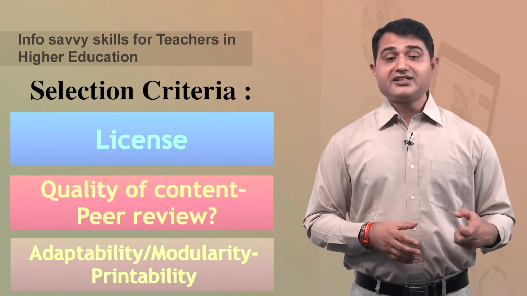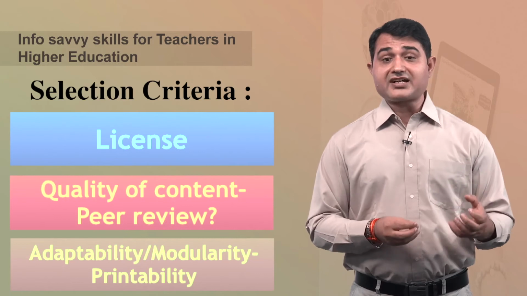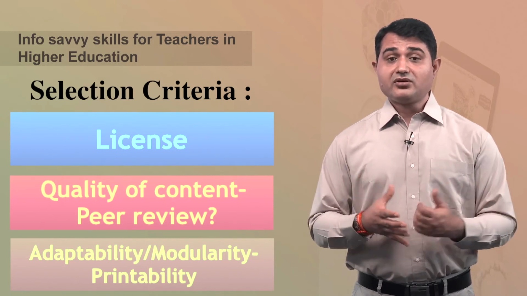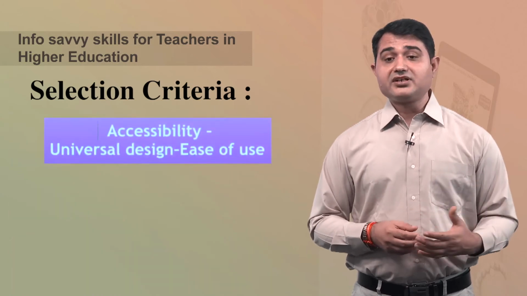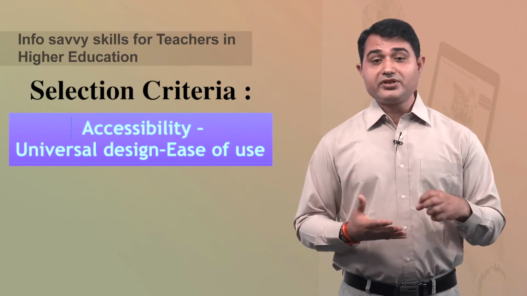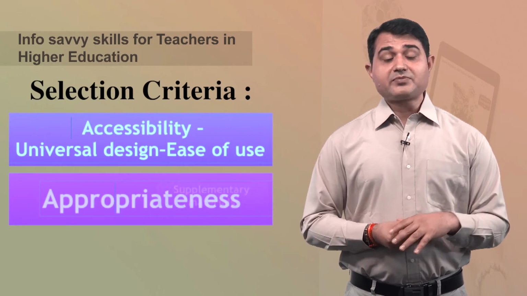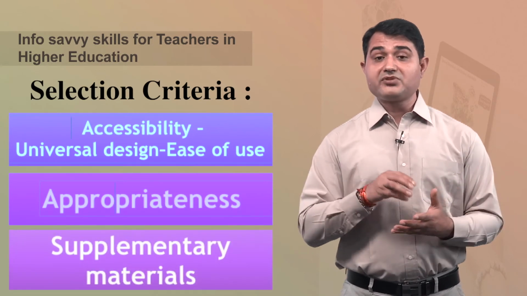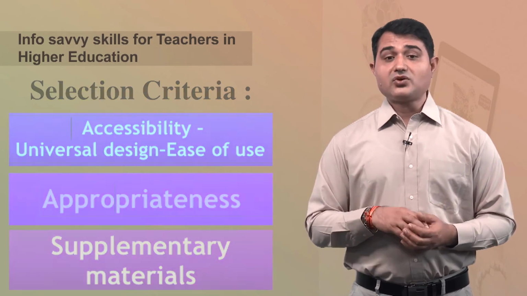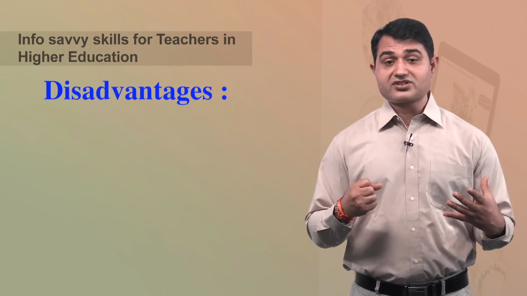Adaptability, modularity and printability. The content should be in a format that can be adapted easily, and if you want to take printouts of the copies, that should definitely be possible. Accessibility and universal design: the format in which we develop the content should be universal, and the appropriateness of the content should be seen. If there is supplementary material along with these open education resources, it is definitely an edge. So, what are the disadvantages while selecting these open education resources?